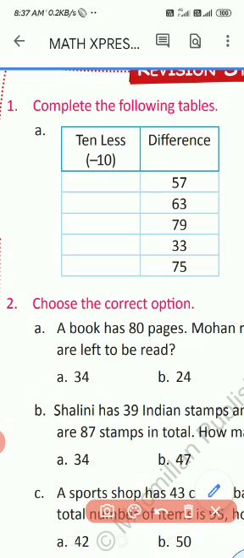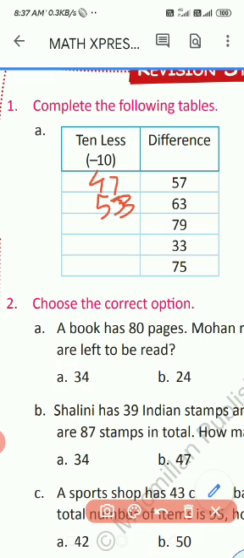So come on, 57 minus 10 is equal to 47. 7 minus 0 is equal to 7, and 5 minus 1 is equal to 4. 63 minus 10, 3 minus 0 is equal to 3, and 6 minus 1 is equal to 5. Answer is 53.